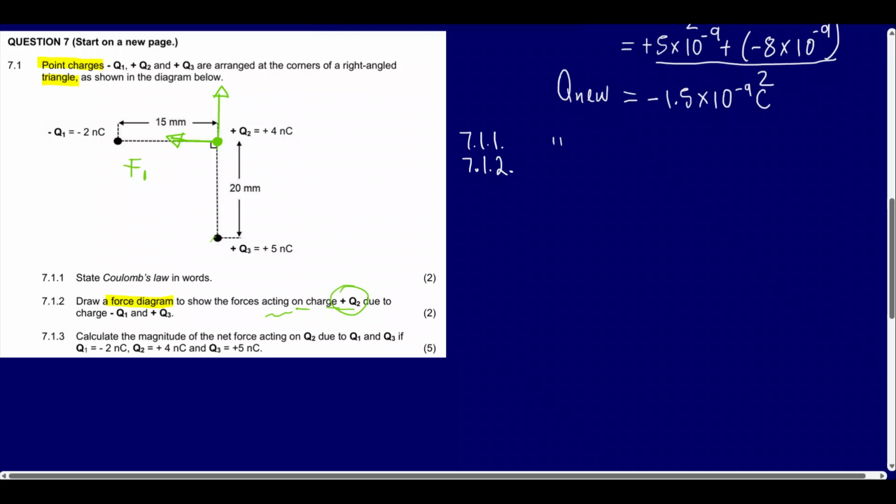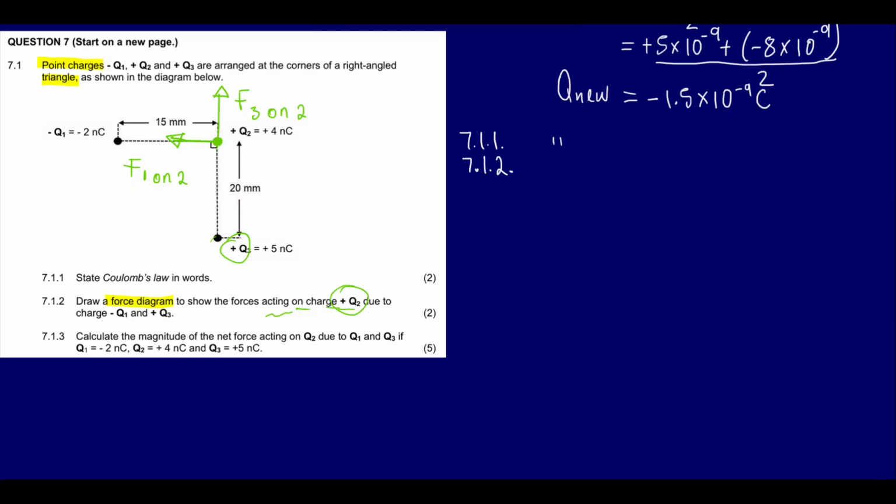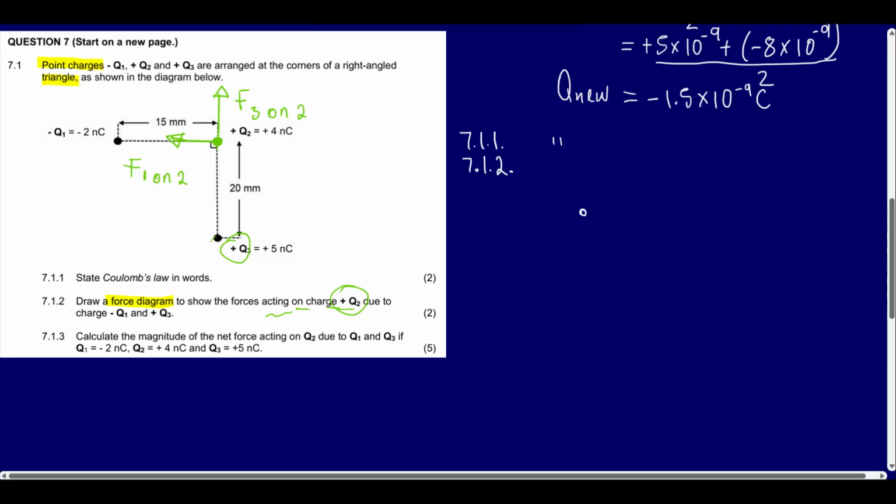So I will write F by charge number 1 on 2. So it's force by 1 on 2. So this is force by 3 on 2. Do you see that? So all these forces are being experienced due to the other charges, and they're being experienced by charge Q2. So now let's draw the vector diagram there.